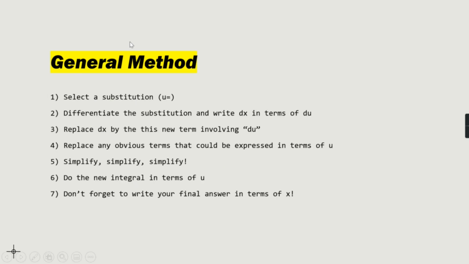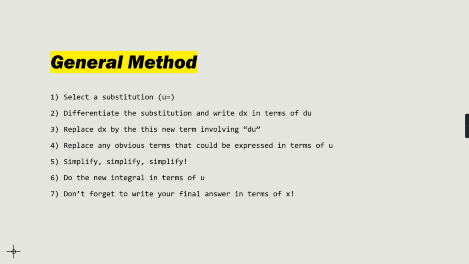For those of you who aren't familiar with integration by substitution, this is sort of the general method. Firstly, you want to select a substitution, and this is normally in the form of u equals something. The second step is to differentiate that substitution and then write dx in terms of du. So if we have u equals something, we differentiate it to get du by dx, rearranged to get dx as subject of the formula. We can then replace dx by this new term involving the du that we just made in step 2.